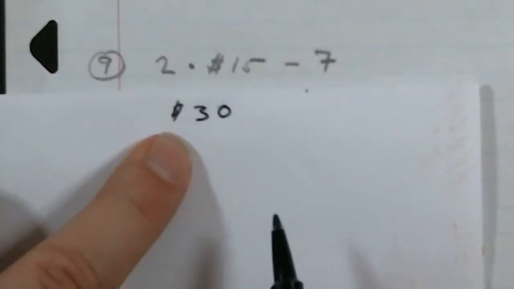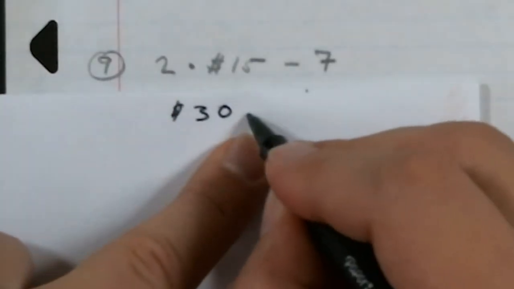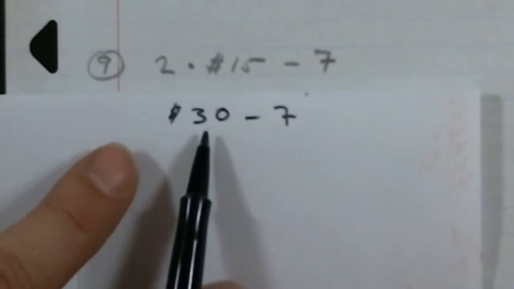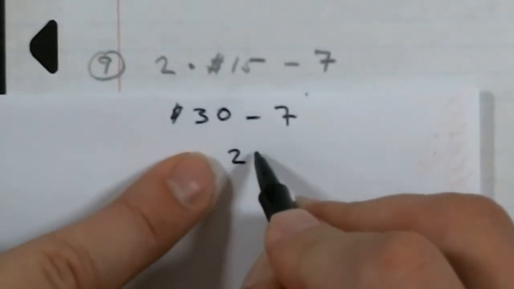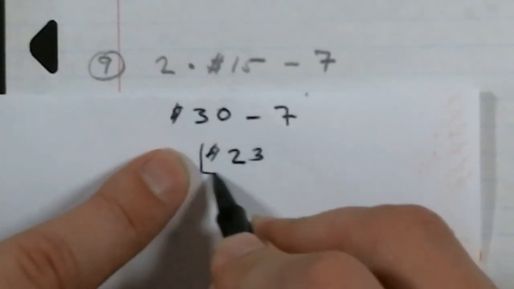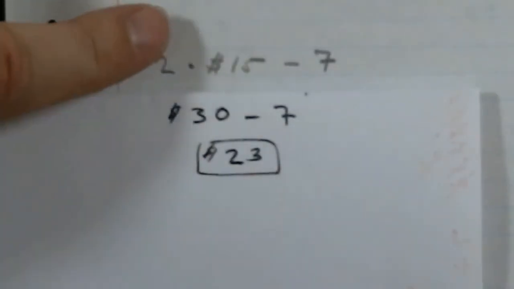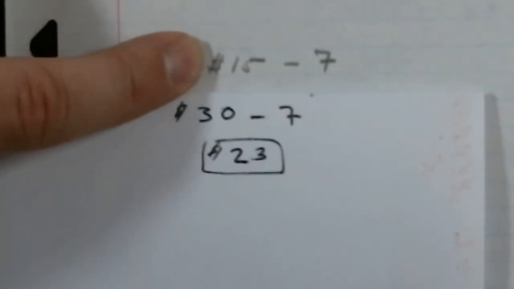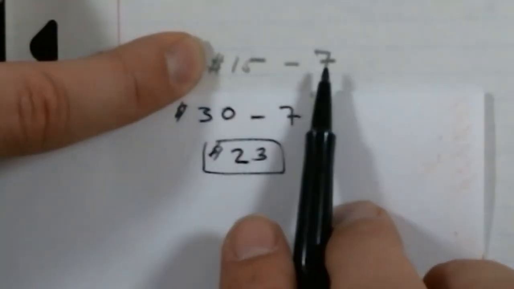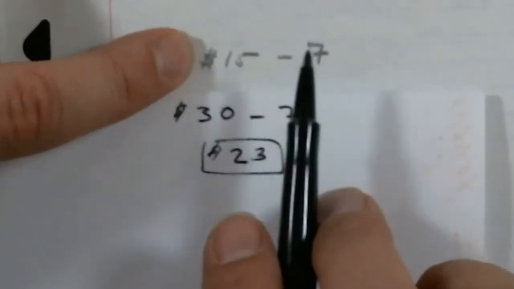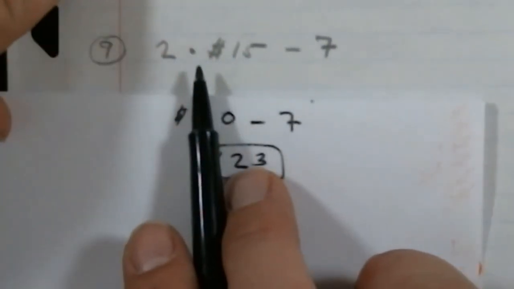Then you go buy something at the store, and it costs $7. Well, how much do you have left? $30 minus 7. Do the math. $23 left. You do this every time. What if I did this? 15 minus 7 and then times that by 2.